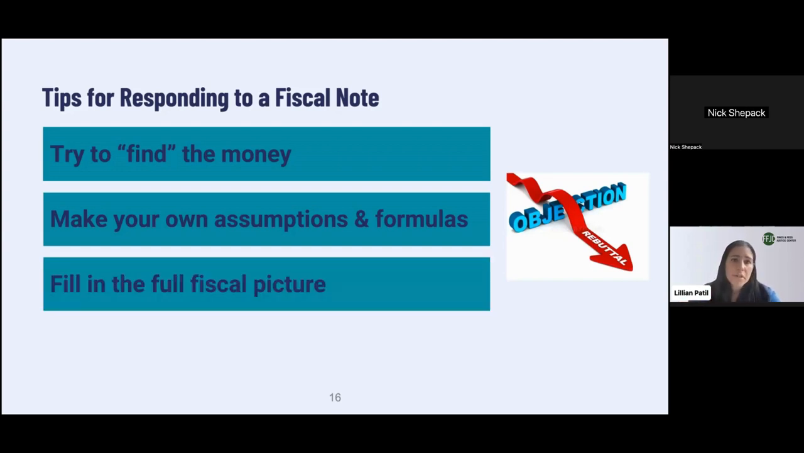And then, of course, you're going to want to try and fill in the full fiscal picture if it's not there already. Many of us know that fiscal notes for fines and fees reform is often very good at stating strong costs or revenue hits of eliminating fines or fees, but less good at including all the many possible benefits of eliminating fines or fees. And these, as we know, can lead to very real savings in other areas of the government.